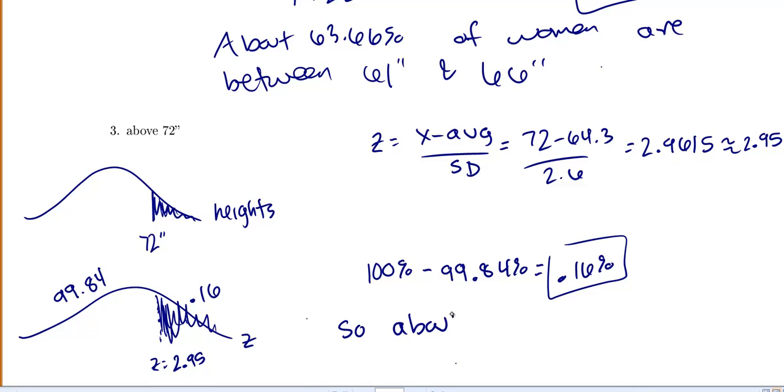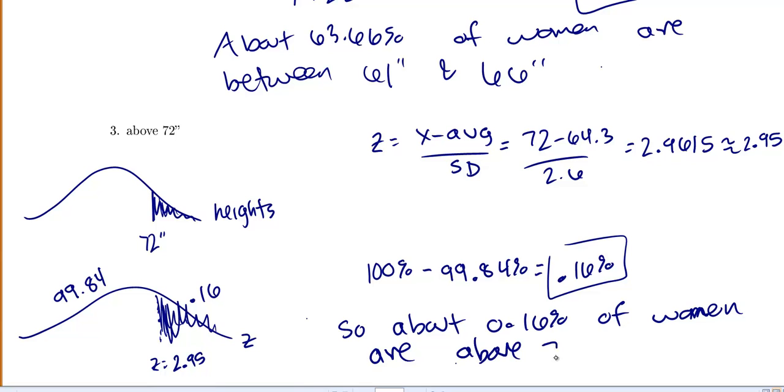So about 0.16% of women are above 72 inches. That makes sense. That's 6 feet, and there's not very many women that are above 6 feet.